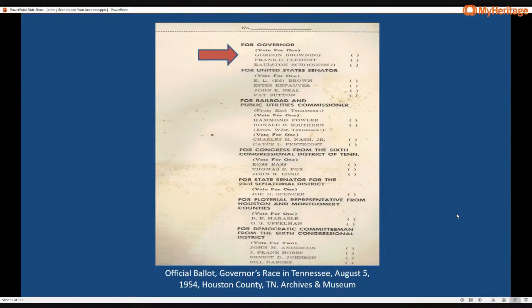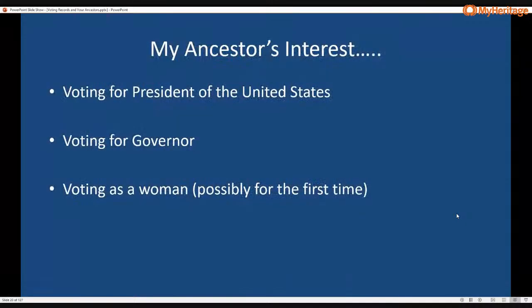That helps you to understand the politics of the day, especially during wartime. That also helps you to understand, why did your ancestors move where they moved? Why did they take part in things that they took part in? Understanding those things can be important.